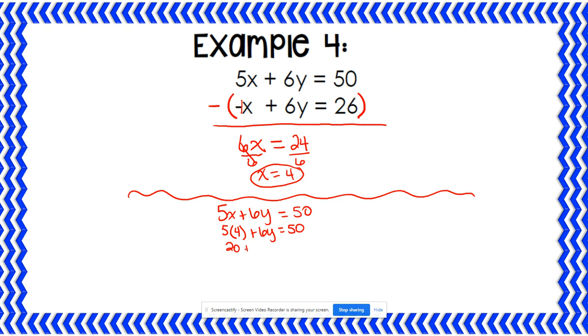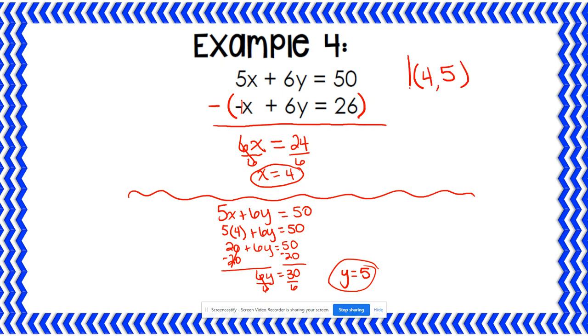5 times 4 is 20. So I'll rewrite my equation. Now to get y by itself, I'm going to subtract 20 from both sides of my equation. These are going to cancel and leave me with 6y equals 50 minus 20 is 30. Then I will divide by 6 on both sides. Those will cancel and leave me with y equals, and 30 divided by 6 is 5. So for this system of equations, my x value is 4 and my y value is 5.